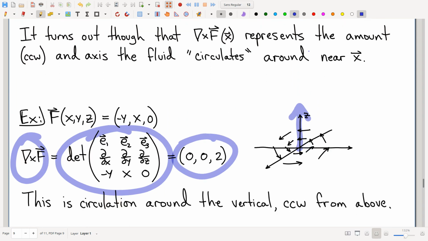So the assertion was that the curl is going to tell us how much and around what axis. Well, this curl vector is pointing vertically, thus suggesting a vertical axis. And sure enough, the circulation of the fluid, as you would imagine it, and of course I still haven't defined circulation, but if you know what I'm talking about, the fluid is going around like this, and sure enough, it is going around the axis that the curl claims that it is.